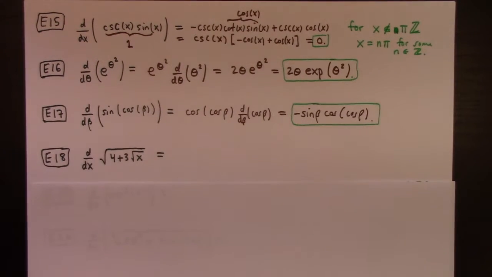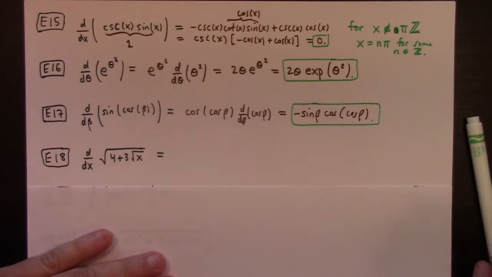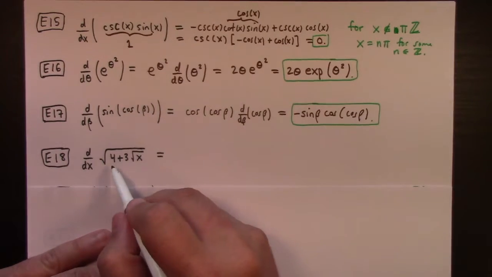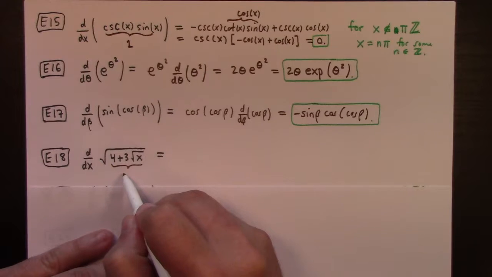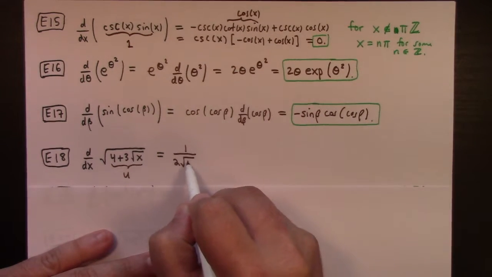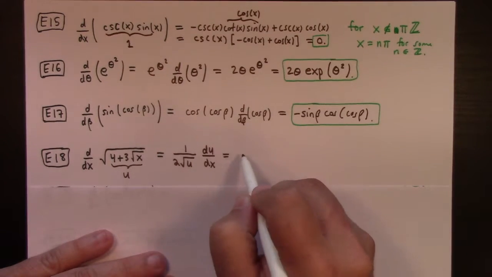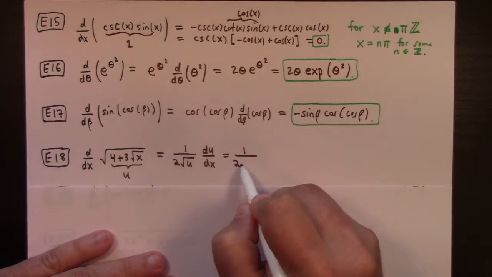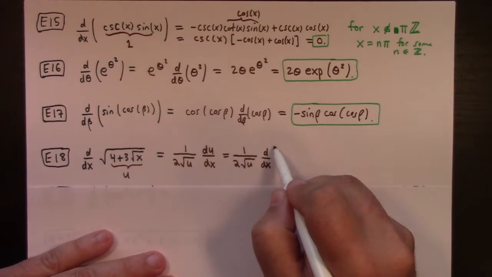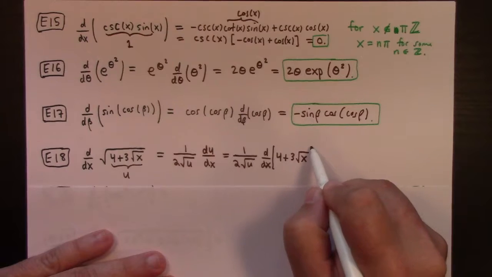Moving along, another example. We have the derivative of the square root of 4 plus 3 times the square root of x. The outside function here is square root, right? So I'll put an in-between step for this one. Let's call that whole thing u. So what we're looking at is 1 over 2 times the square root of u times du dx, right? So I'll leave it as u, saves me some writing. 2 square root of u. And then I have d dx of 4 plus 3 times the square root of x.